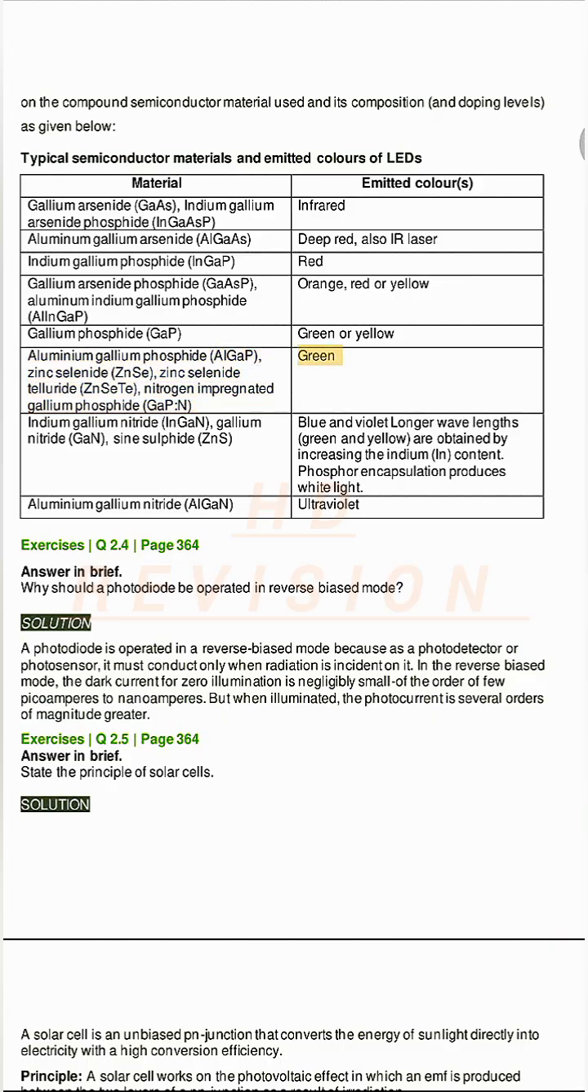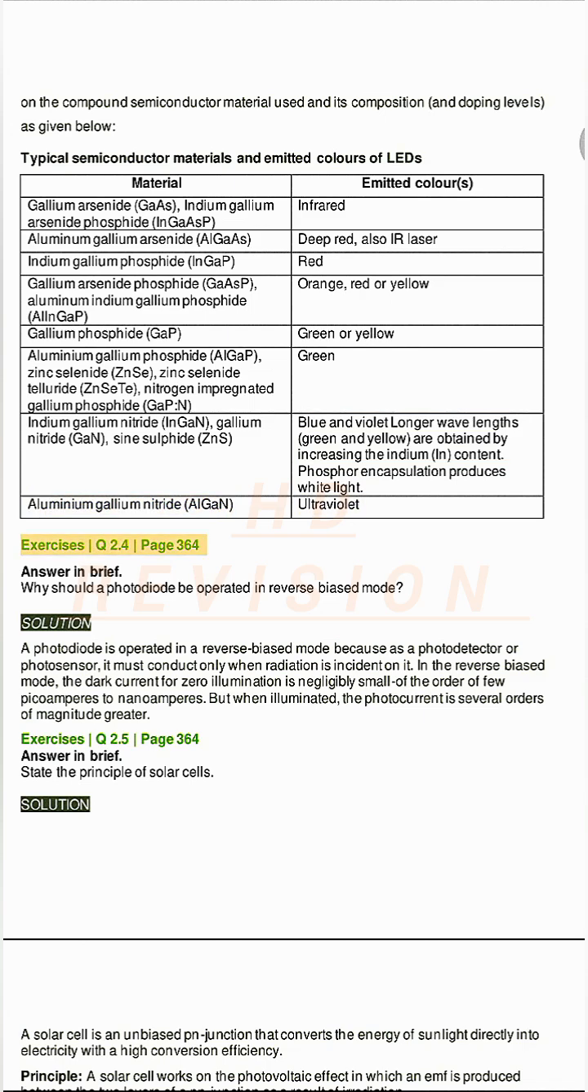Indium gallium nitride, InGaN, gallium nitride, GaN, zinc sulfide, ZnS: blue and violet. Longer wavelengths, green and yellow, are obtained by increasing the indium content. Phosphor encapsulation produces white light. Aluminium gallium nitride, AlGaN: ultraviolet.